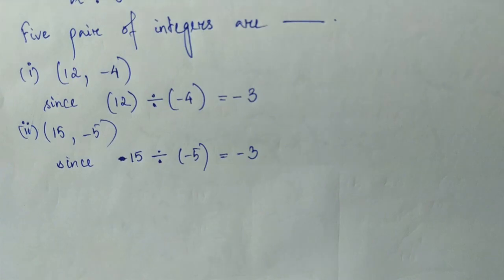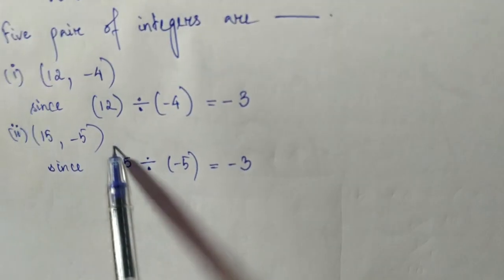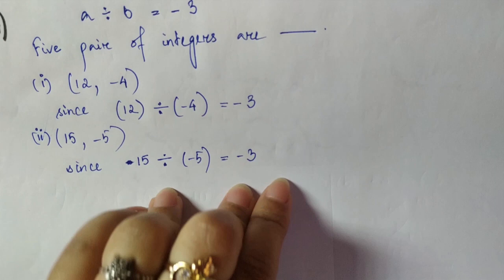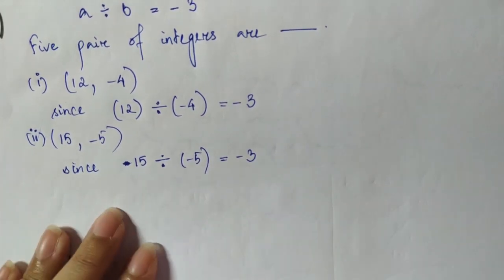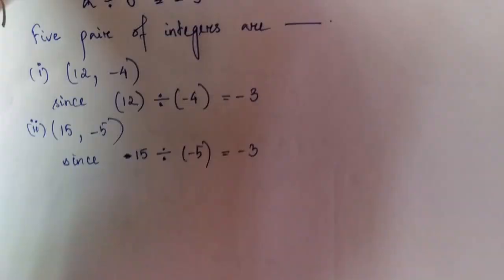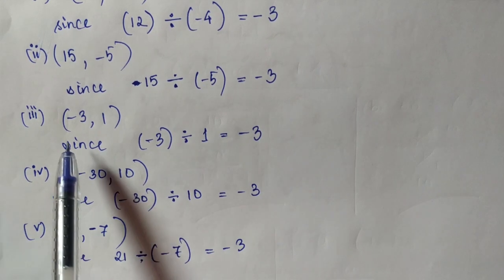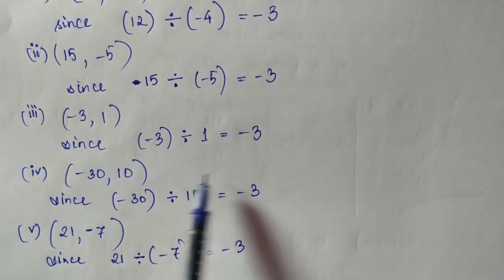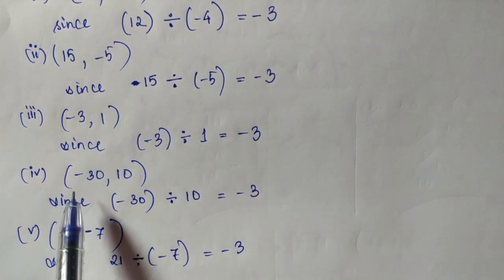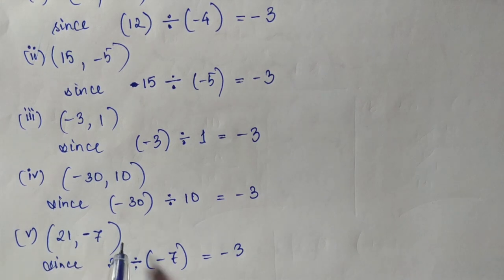The next one can be 15 and -5. As you can see, 15 divided by -5 will give you -3. In this way you can write the remaining 3 pairs. I'll write it down for you. Now in the third pair we have -3 and 1. You can see the division between these gives me -3. In number 4 I have taken -30 and 10, and in number 5 I have taken 21 and -7.